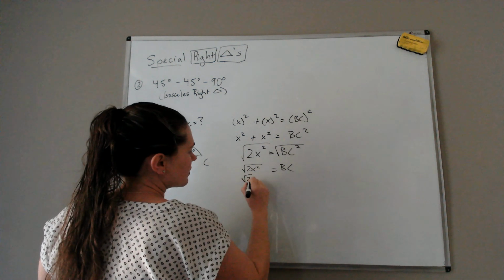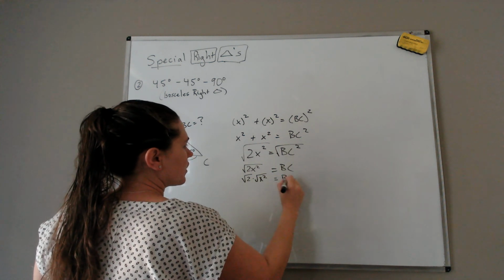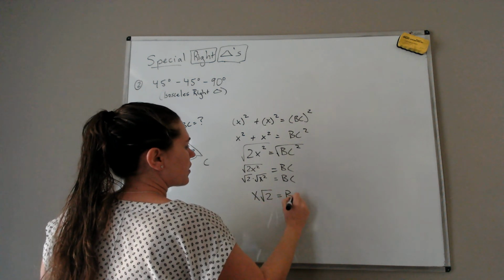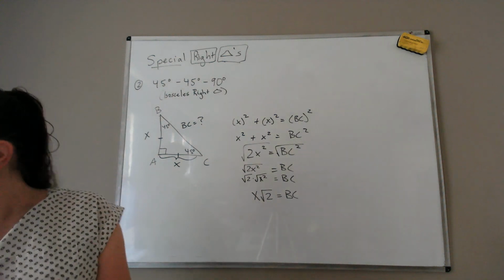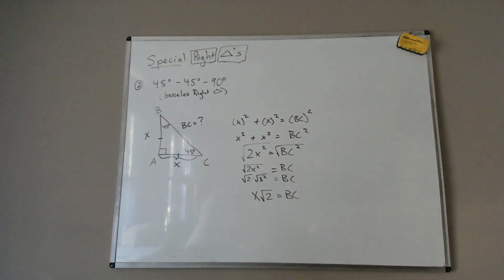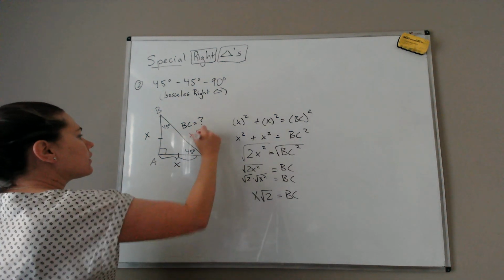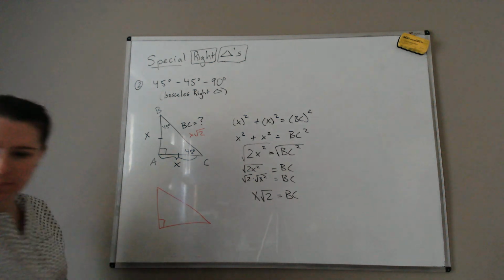This can simplify to be the square root of 2 times the square root of x squared, which simplifies to be x times the square root of 2. So this is true about all 45, 45, 90 right triangles. Oops, I'm going to redraw that.